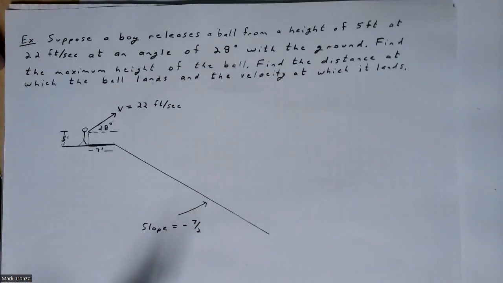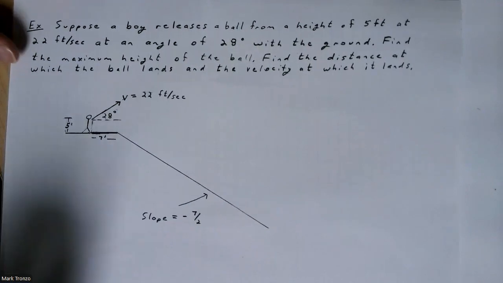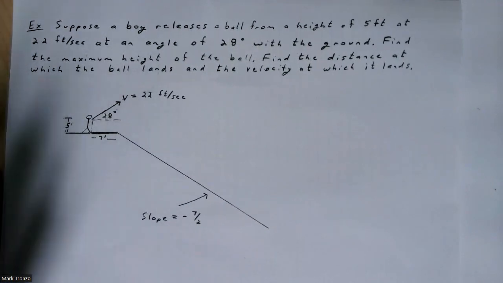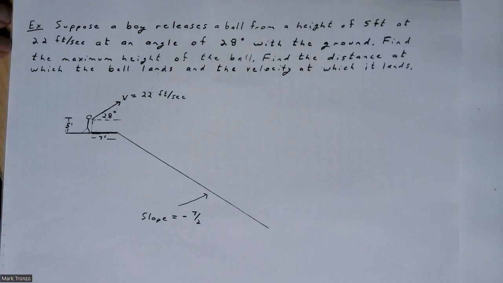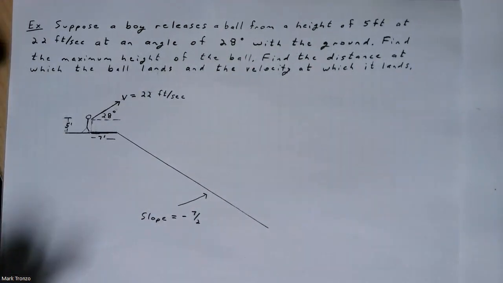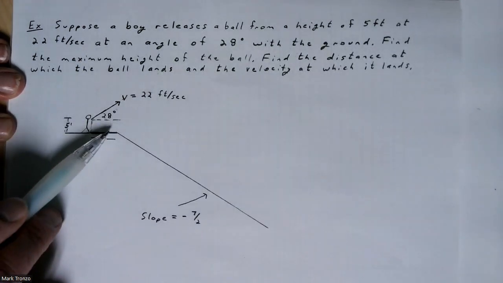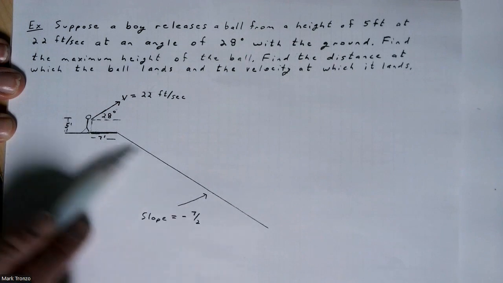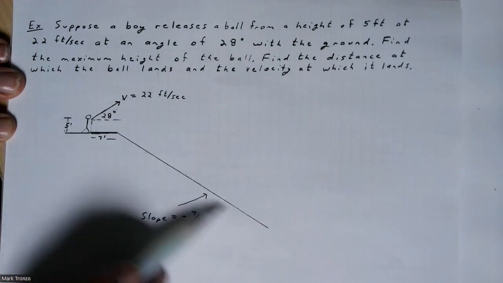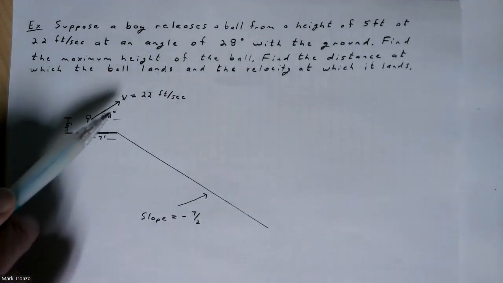So let's take a look at this problem, where the first part is exactly the same as the last part. And so we're not going to recalculate a lot of this. The only difference is instead of the ball landing on a level ground, it's going to land on this sloped area here. And so let's take a look at that. Once again, everything else is the same about how he throws the ball.